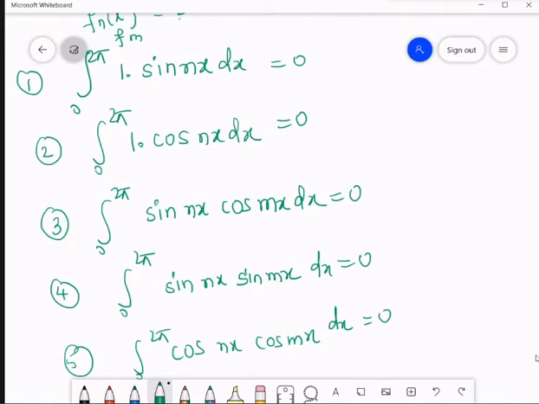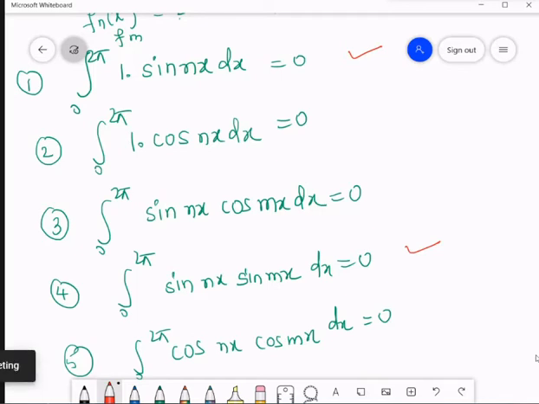Just evaluate the extra ones. See over here, this part we have already done. This part we have already done. This part we have already done. Okay. So the remaining ones have to be done. This is the zero part.